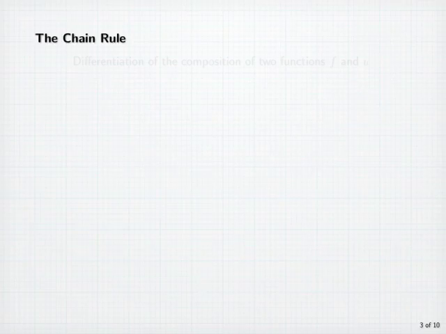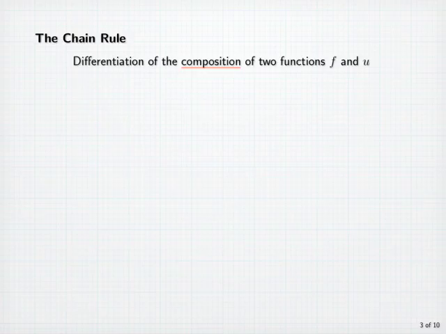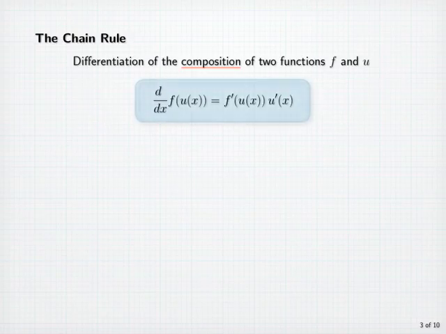The chain rule. This is about differentiation of the composition of two functions f and u. The derivative with respect to x of the composition f of u of x equals f prime of u of x times u prime of x. Written in purely functional notation, the derivative of f composed with u equals f prime composed with u times u prime. Now, in viewing a composition such as f of u of x, we will think of f as the outside function and u as the inside function.